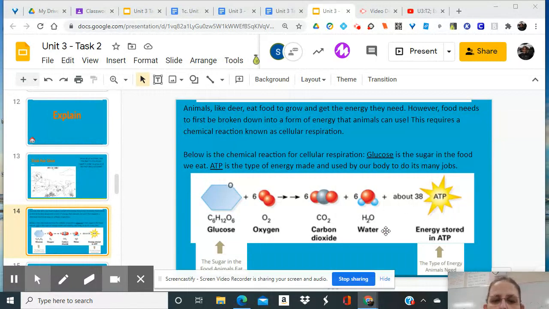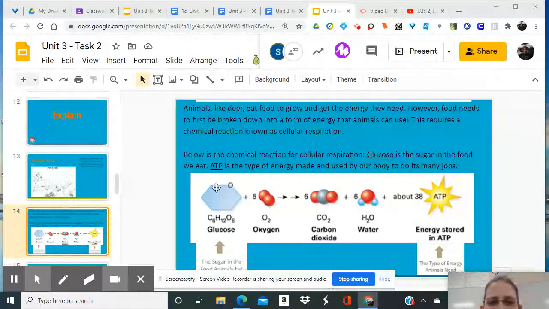And then the products of that transformation are carbon dioxide that you breathe out and water that you breathe out. That's why we wear a mask, because you're breathing out water molecules. Okay, so this is the chemical reaction. This is the molecular reaction for cellular respiration. It's glucose plus oxygen equals carbon dioxide and water.